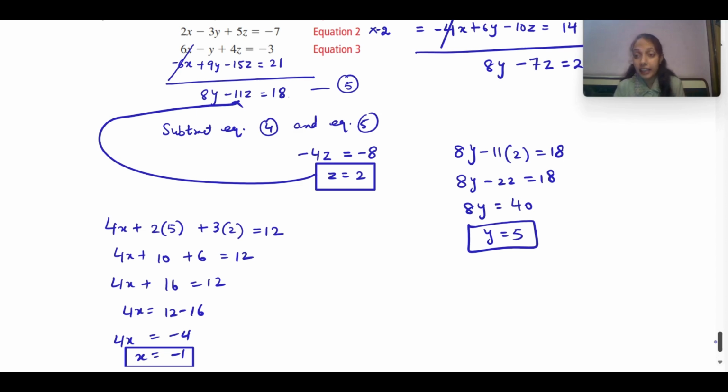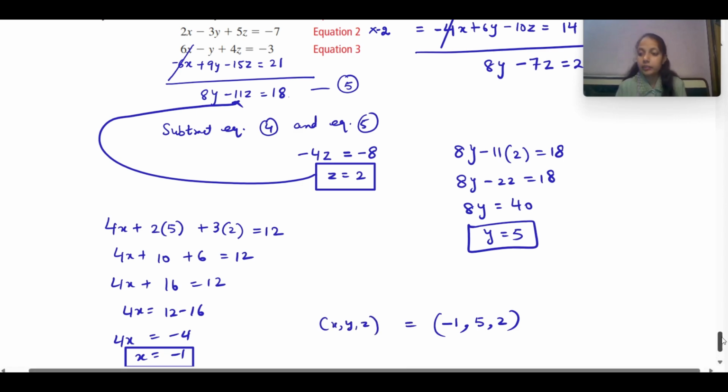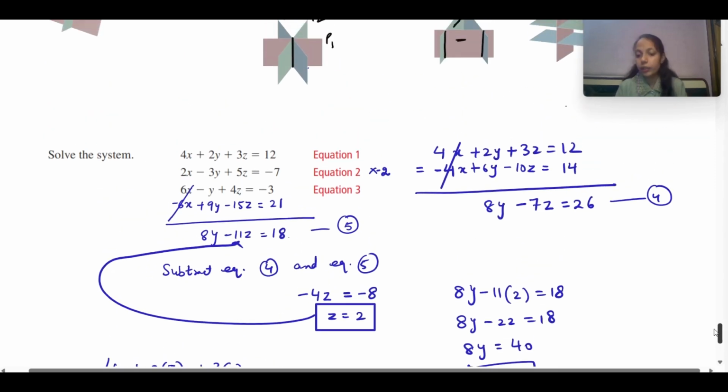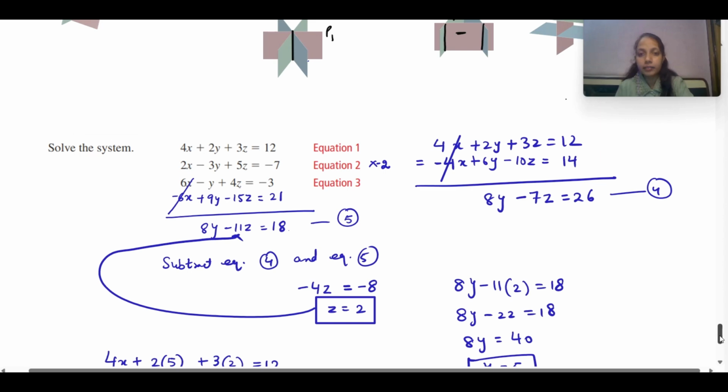So this was the case where we have one solution. The solution is negative 1, 5, and 2, where x, y, z equals this. Okay. So we did an example in which it has one solution. Let's do the next one.